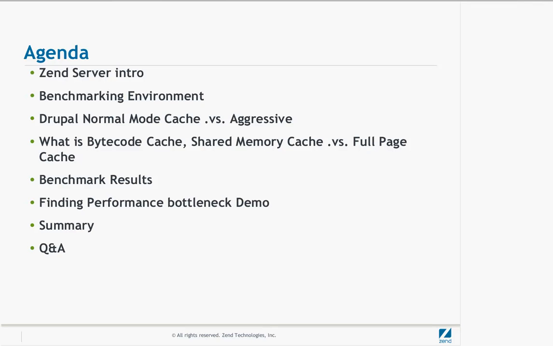So the agenda today really will go into details about Zen Server. We'll go into a lot of details about the benchmark that we ran against Drupal with Zen Server. We'll talk about all the capabilities, which include caching, bytecode caching, full page caching, things like that. We'll look at the benchmark results in a lot of detail. And then towards the end, if I have a little bit of time, I'll actually implement one of the rules that we had shown with Zen Server. That'll give you a flavor of how this is done.